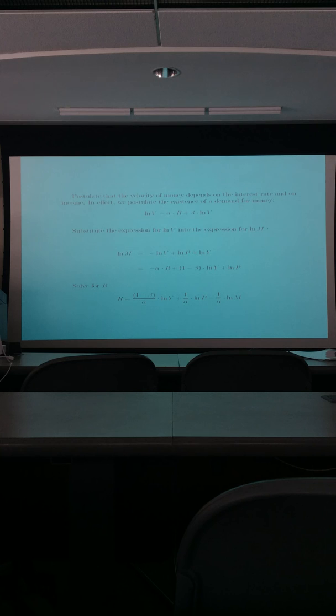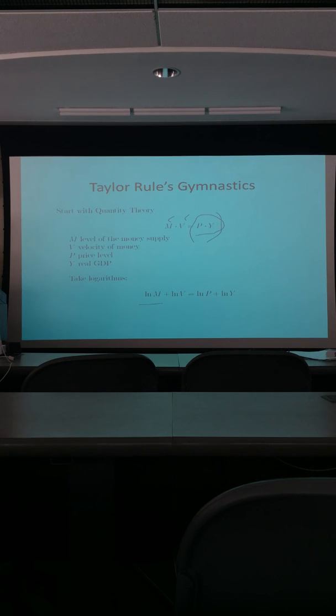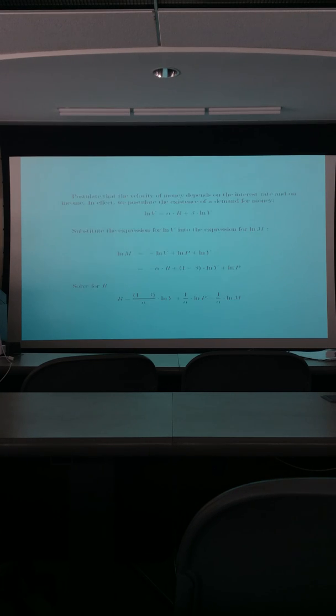Okay, so what have we done now? Well, we went from the quantity theory in levels to the quantity theory in logs. It's the same quantity theory. Nothing has changed. Now comes an important assumption: that the log of velocity has this particular shape, and the log of velocity depends on the interest rate and output. This is not a particularly controversial assumption.